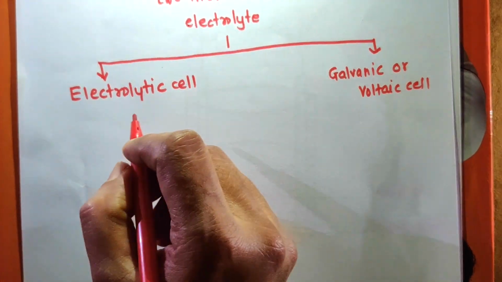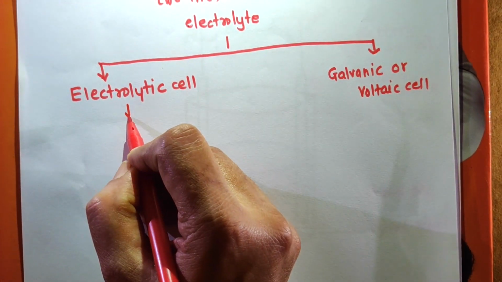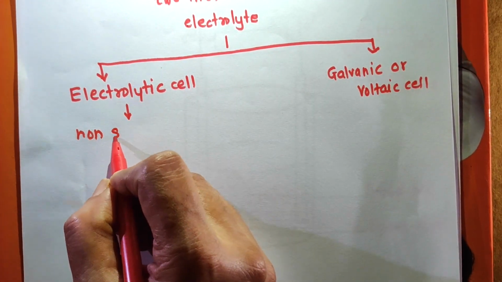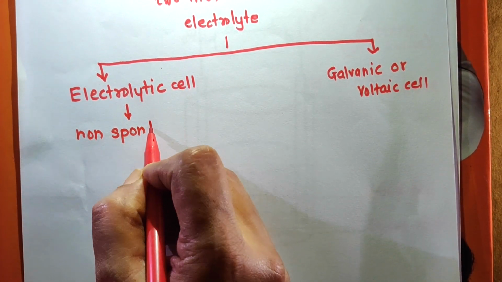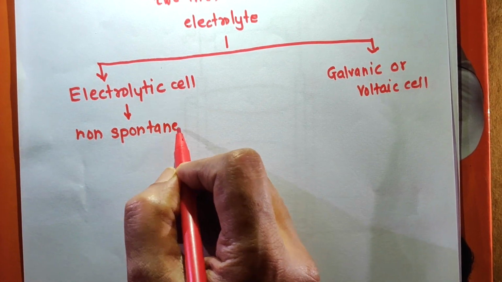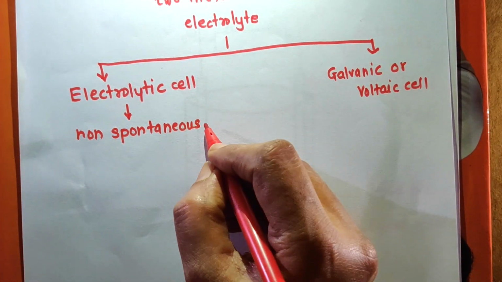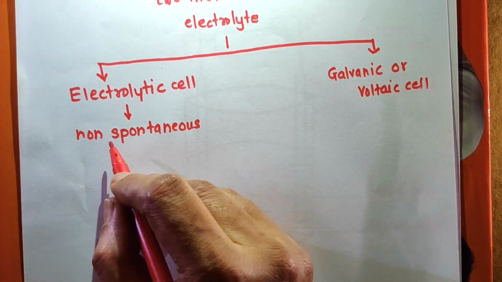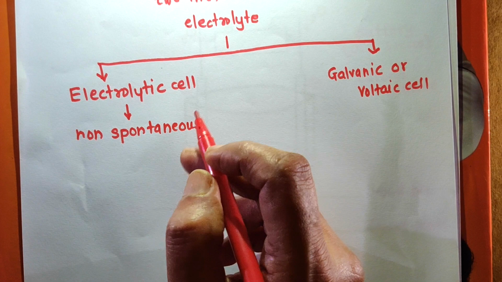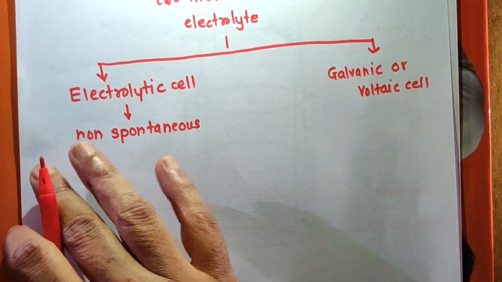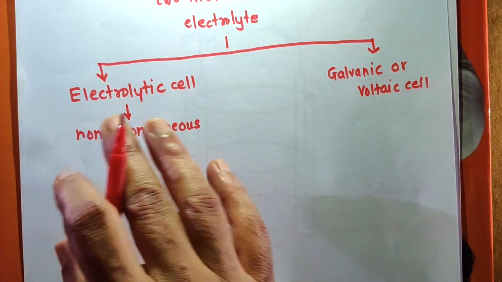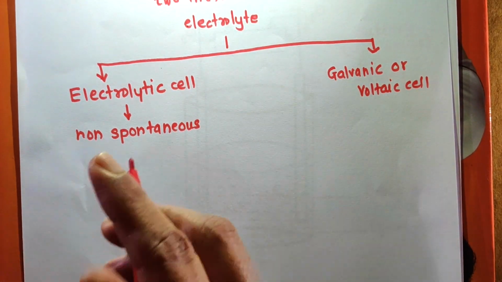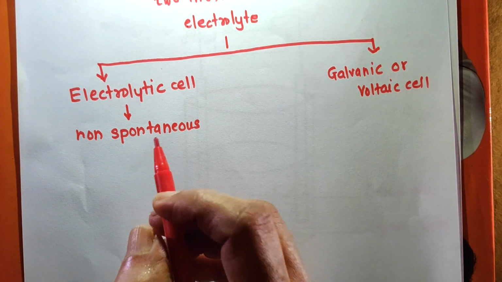Remember here, in electrolytic cell, the non-spontaneous chemical reaction, the reaction which cannot take place spontaneously, is made to take place by supplying electrical energy. That is, it is forced. The chemical reaction is not spontaneous. It cannot take place in its own way. So it is forced to take place by supplying electrical energy.